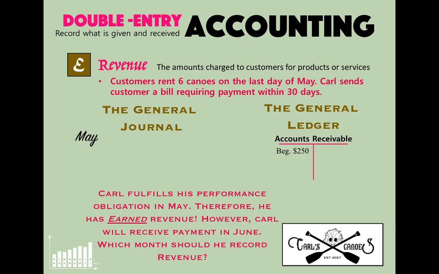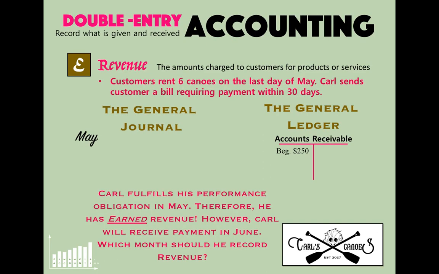So let's take a look at some others here. Customers rent 6 canoes on the last day of May. Carl sends the customer a bill requiring payment within 30 days. Well, what do we do? Carl fulfills his performance obligation in May, right? They did it on the last day of May. Therefore, he has earned revenue. However, Carl's not going to get payment until June. So which month should he record revenue in?